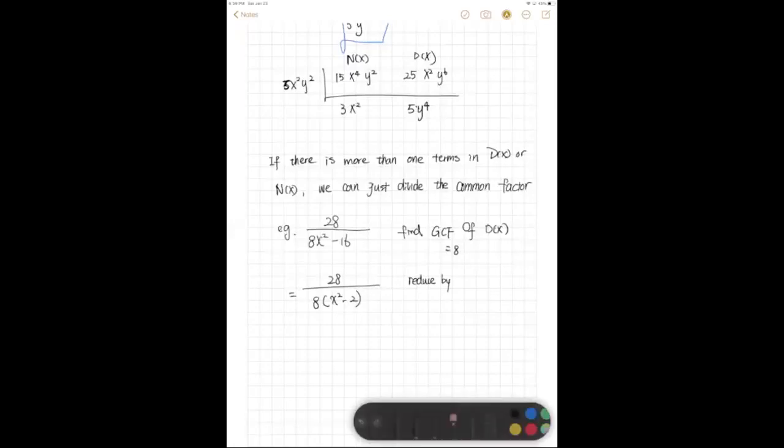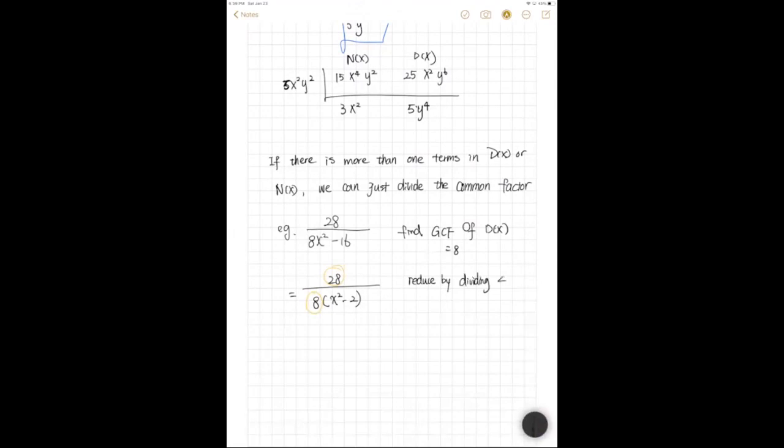What's the common factor for 28 and 8? Would be 4, right? So I can reduce by dividing 28 and 8 by 4. Okay, if they all divide by 4, 28 divided by 4, you have 7. 8 divided by 4, you have 2. So when you reduce it, you should have 7 over 2 times x squared minus 2. Okay.